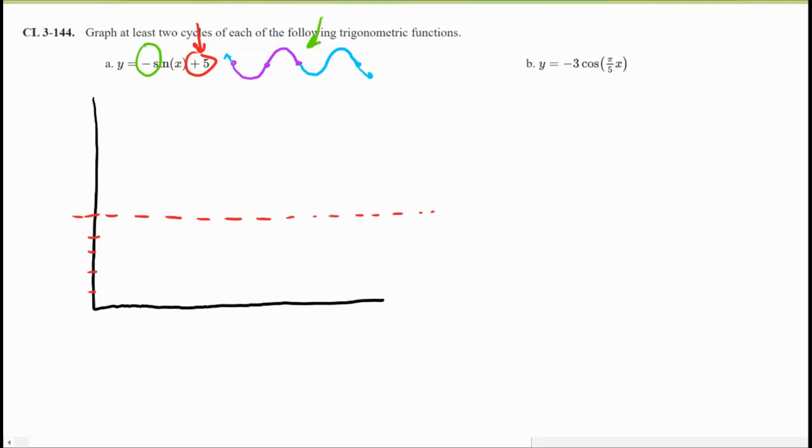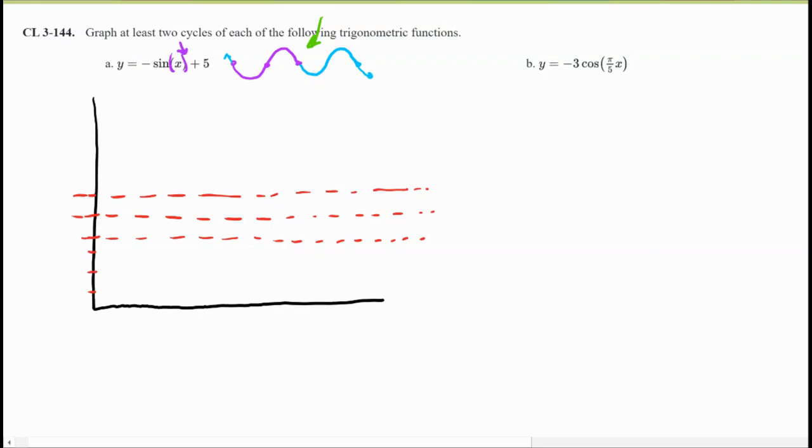The negative tells me what the shape is going to look like, or how I'm starting it. But the 1 tells me how much I'm going to go up or down from the midline to get to my maximum value or my minimum value. So my whole graph is going to be between those 3 dashed lines. From there, I look for my h and b values on the inside of the sine function.